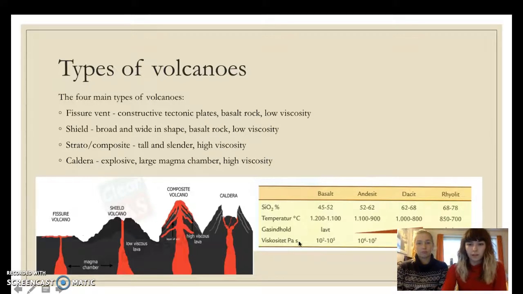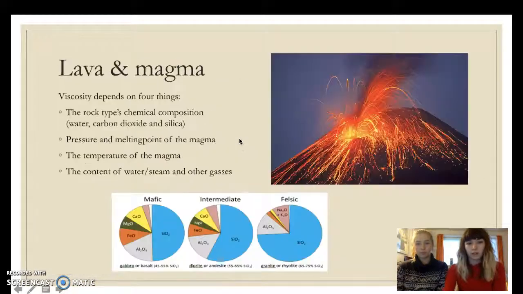Yes, and you can see the different types of volcanoes here. They're illustrated very nicely. And over here there is a table of the different types of rock and the viscosity of it, the temperature, the amount of silica in it, which is also important for the viscosity. And then the lava and the magma.